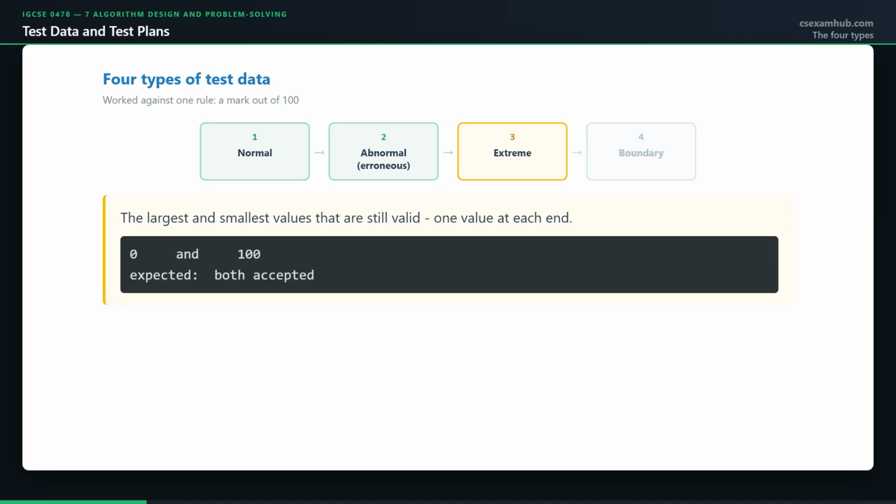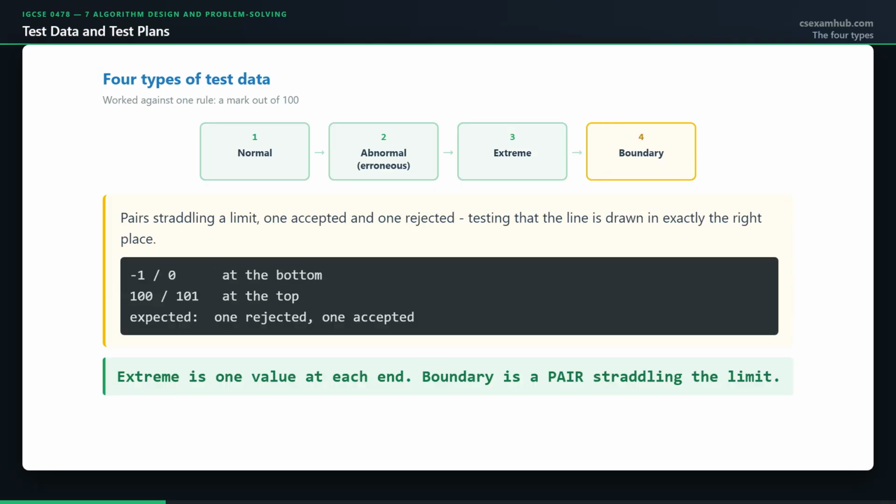Extreme data, values at the very ends of the valid range, which should be accepted, for a mark out of 100, that is 0 and 100 themselves. And boundary data, pairs of values either side of a limit, one accepted and one rejected, for that same range, that is 0 and -1 at the bottom, and 100 and 101 at the top.